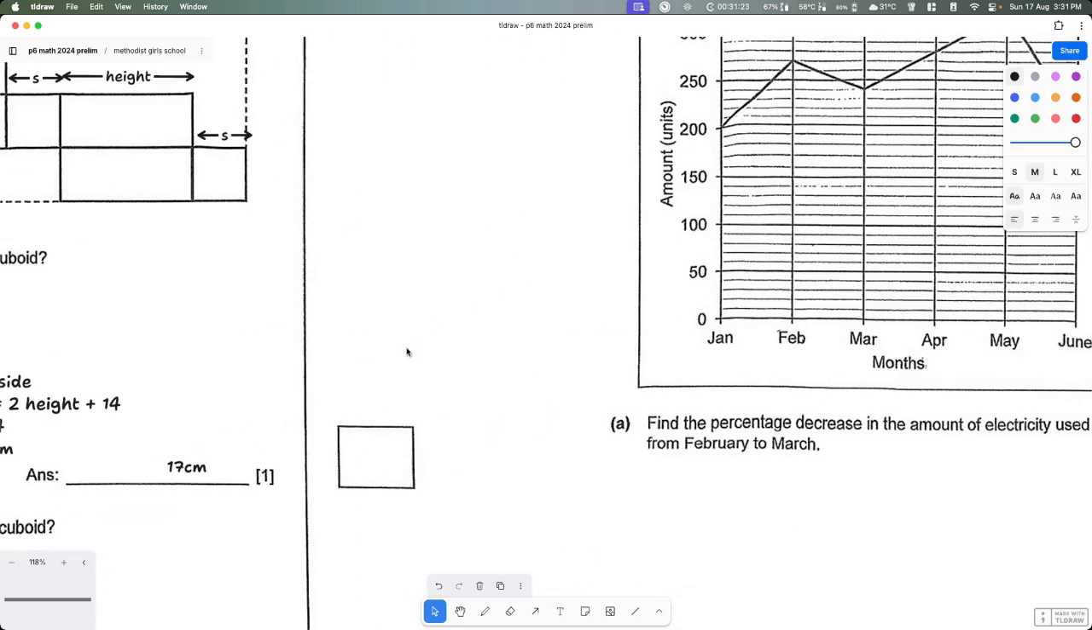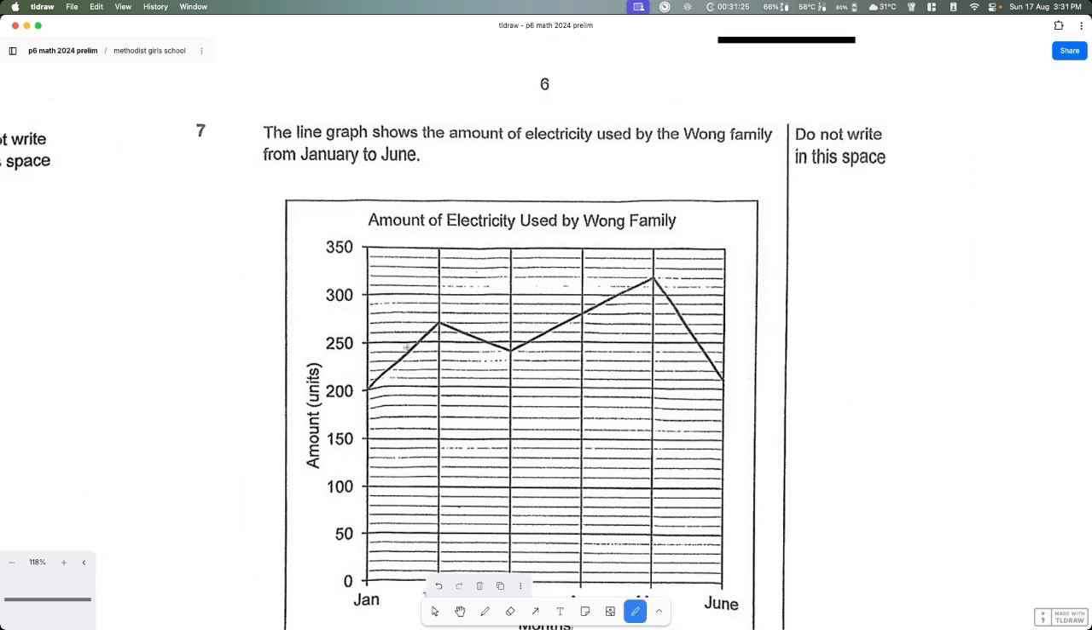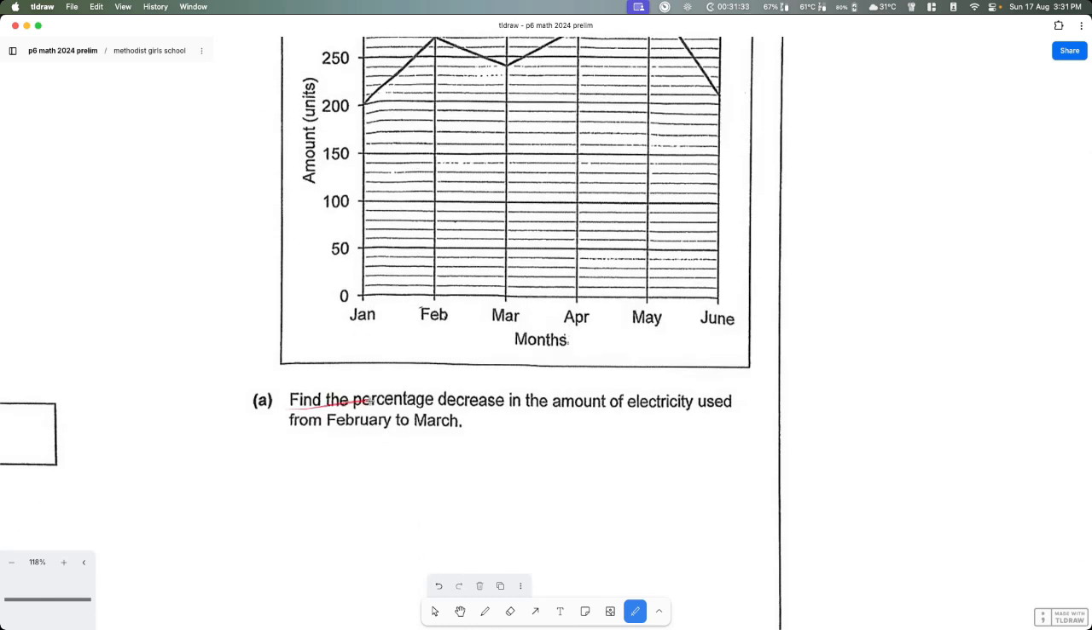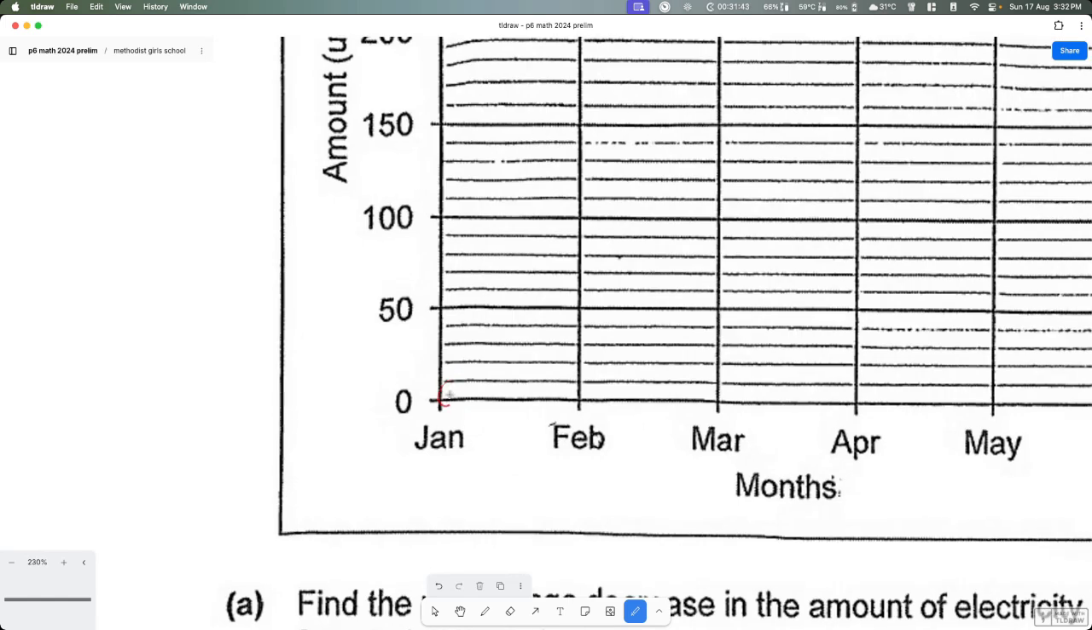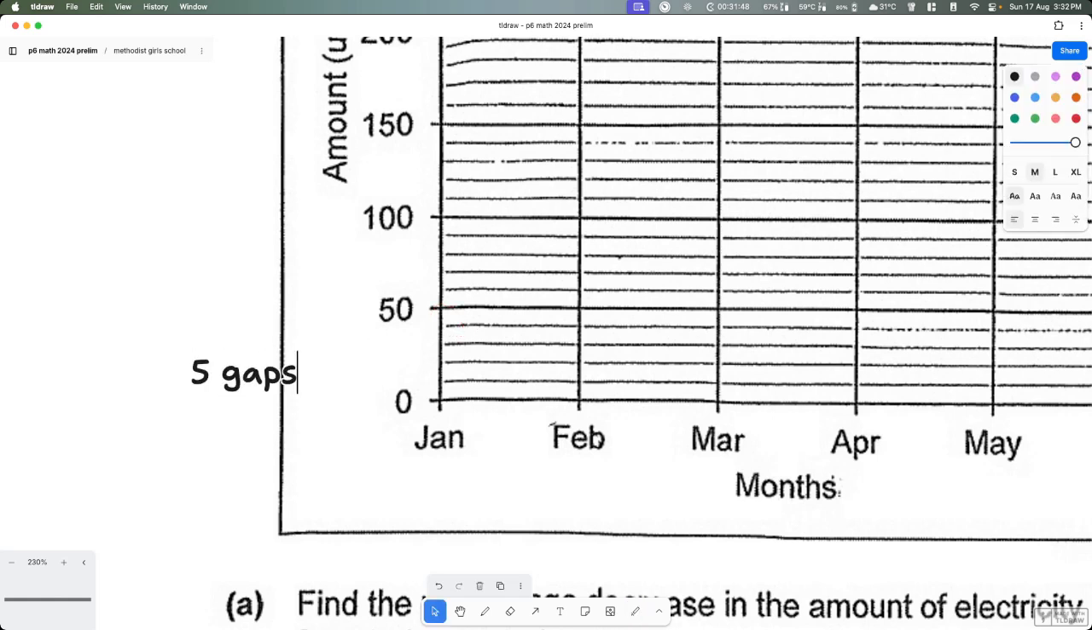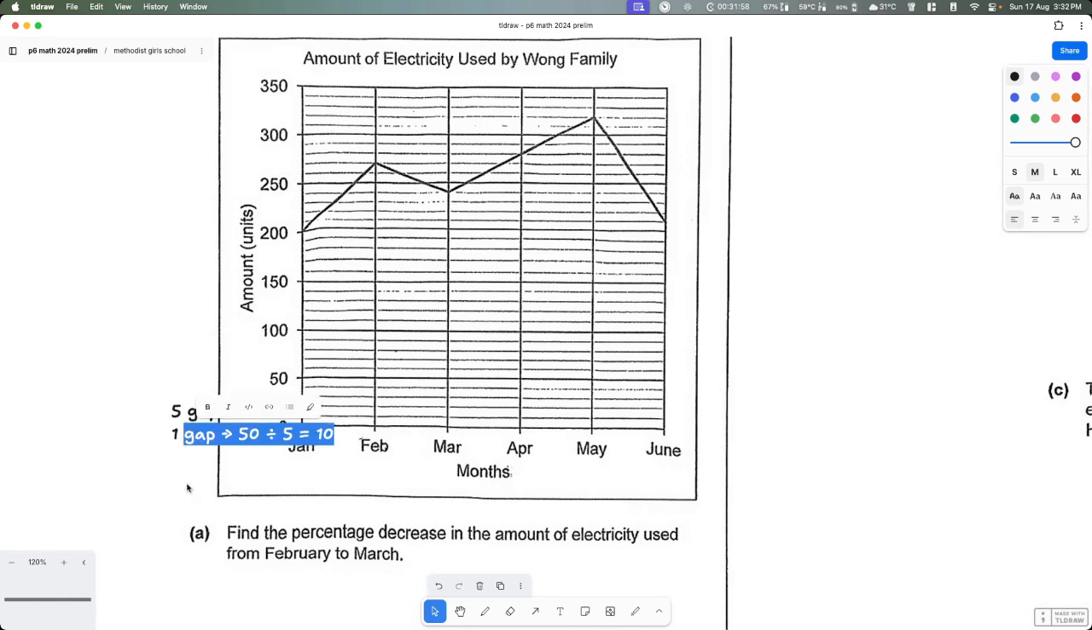All right, let's move to the next question. Question 7. The line graph shows the amount of electricity used by the Wong family from January to June. Part A says find the percentage decrease in the amount of electricity used from February to March. Before that, we need to know the gaps. We have 5 gaps, equal to the first number shown, not 0 but 50. So one gap is equal to 50 divided by 5, which is 10.